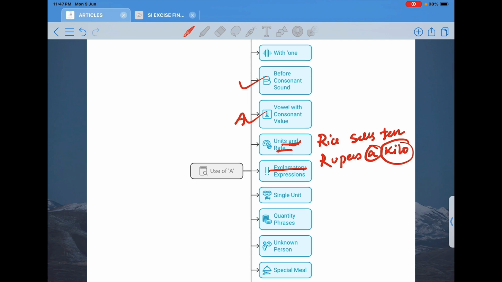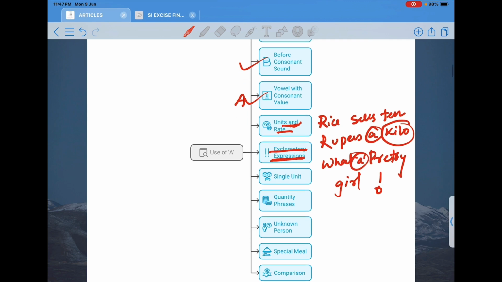Next, exclamatory expressions. In an exclamatory expression, before a singular countable noun. For example, "What a pretty girl". In this case, it is an exclamatory expression. So before any such exclamatory expression, you will use "a".